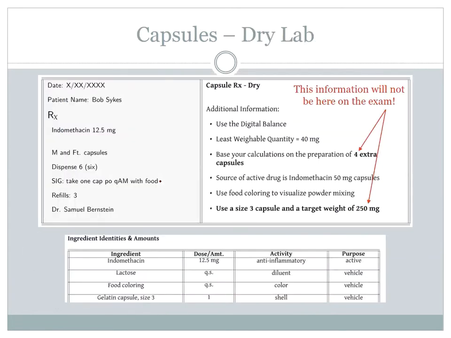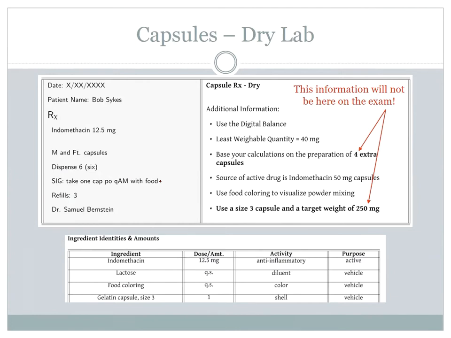All right, let's go through our dry lab prescription. That's enough background. So let's read and interpret the prescription here. We have one for Bob Sykes, and if you actually look at his profile, you'll see that he's kind of an elderly patient. I think he's 60, 65, like that. So somewhat elderly patient. He is wanting indomethacin 12.5 milligrams, and it says to make those as oral capsules. So we want to make 12.5 milligram oral capsules of indomethacin.